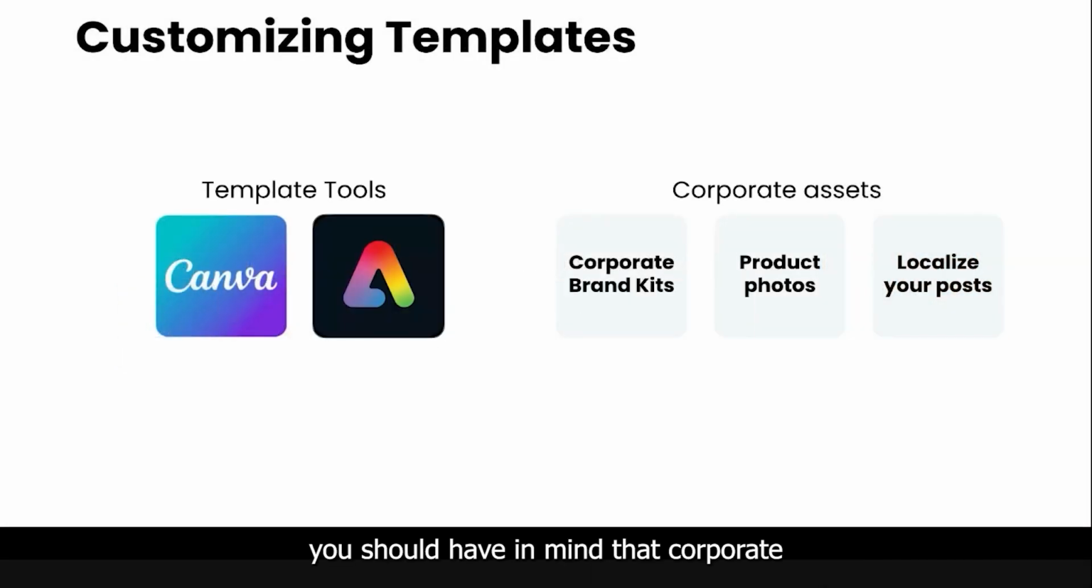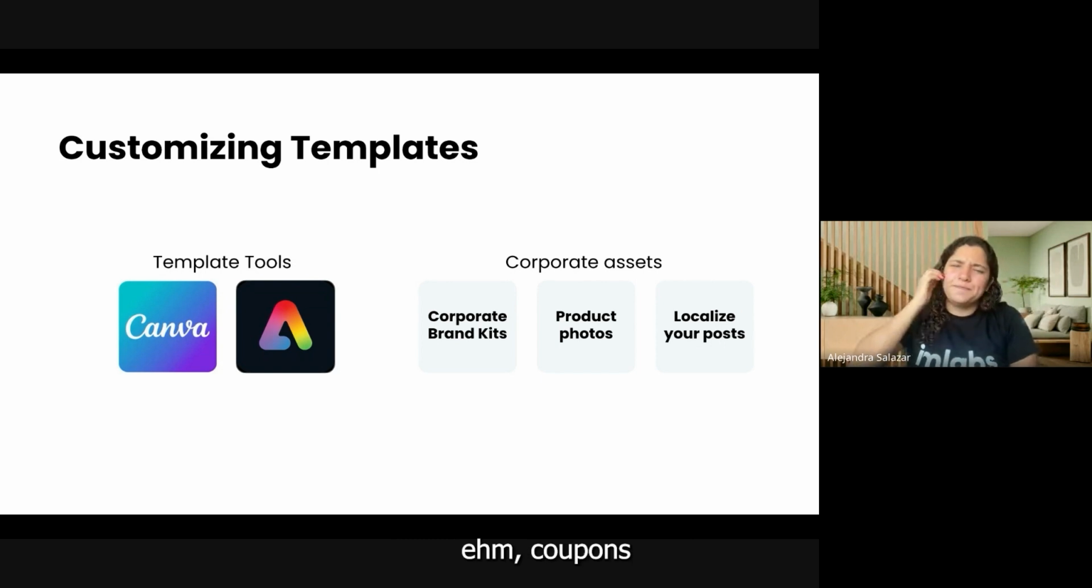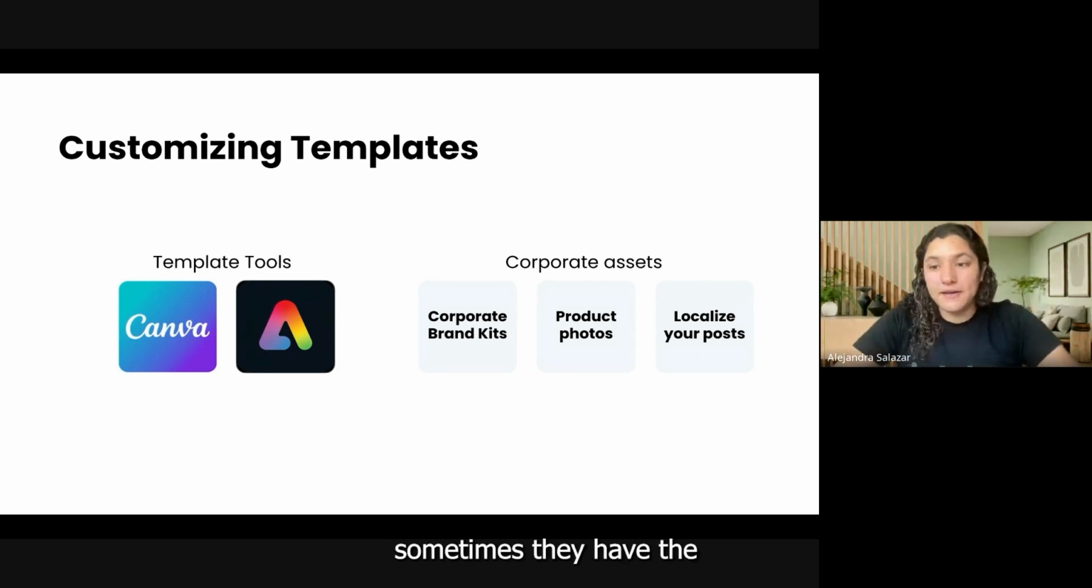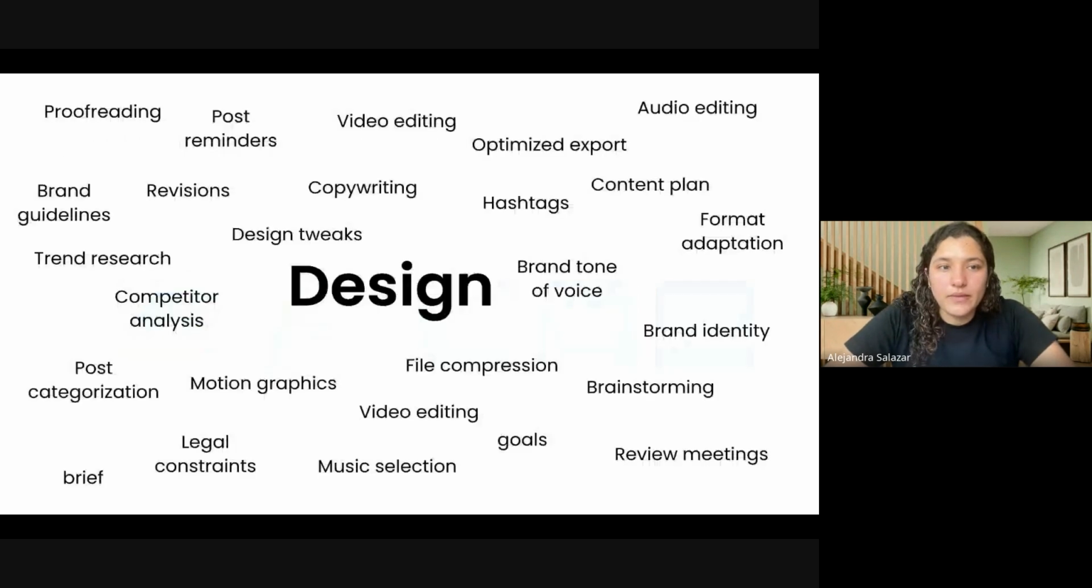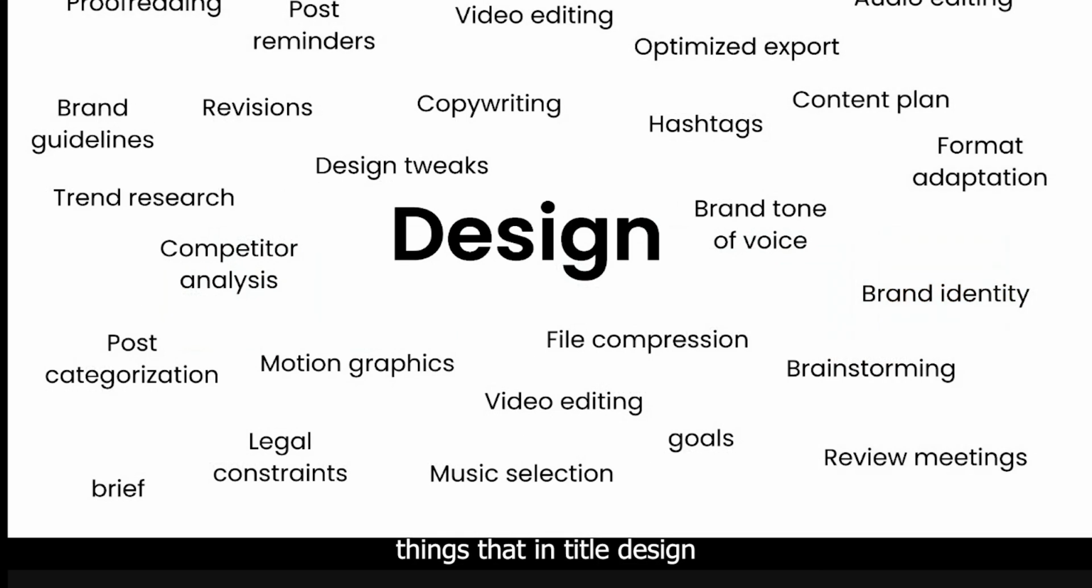Also, you should keep in mind that corporate normally gives you a lot of assets and resources that you should take advantage of. For example, they have great product pictures. In the brand kits, they have what I told you about, the typography and the colors that you can just download. Sometimes they have backgrounds that you can just use and put the information in. And if you have, for example, coupons or stuff like that, sometimes they have the template for that too. So as I said, it's a lot of things that entitle design.